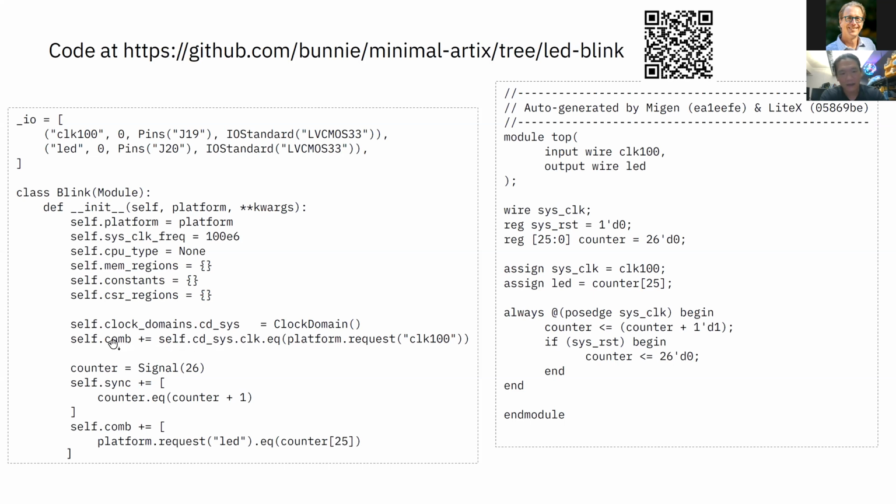I assign, see here, the self.comb operator. I go ahead and add the cd_sys.clock to the platform request, which is actually grabbing the clock100 pin here. I create a counter, which is a signal 26 bits wide. I create a sync module. I say counter equals counter plus 1. I create a comb, and I say, okay, I'm going to assign the output of that counter to the LED, which will make the LED flash at some humanly perceptible rate, because we're dividing the 100 megahertz clock down.